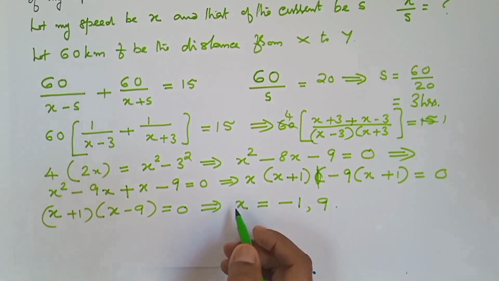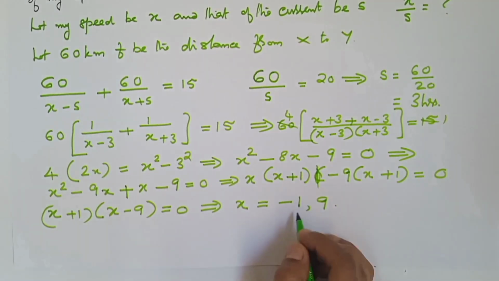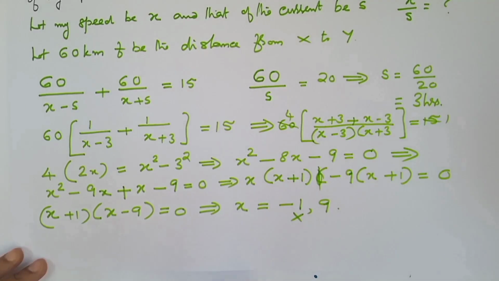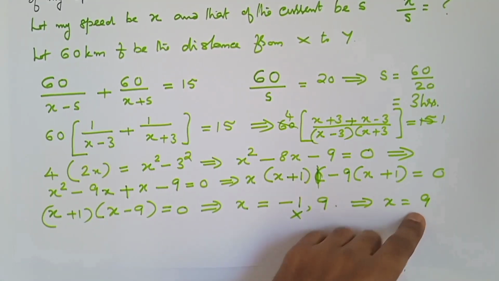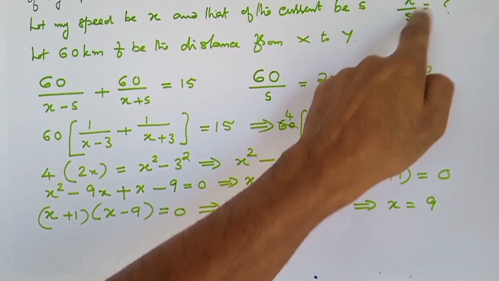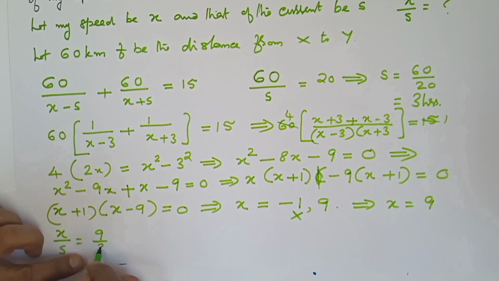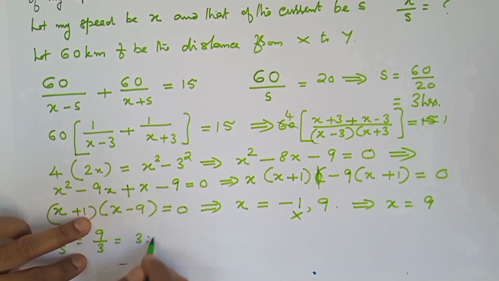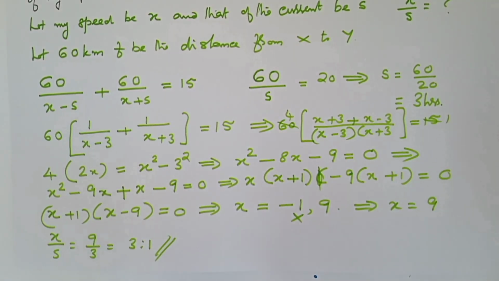X stands for what? That is the speed with which I swam from X to Y. So obviously it should be a positive figure. So this gets eliminated. So X is equal to 9. So we have separately found out X as 9 and S as 3. Substitute that here. So X by S will be 9 by 3, which is equal to 3:1. This is the ratio.